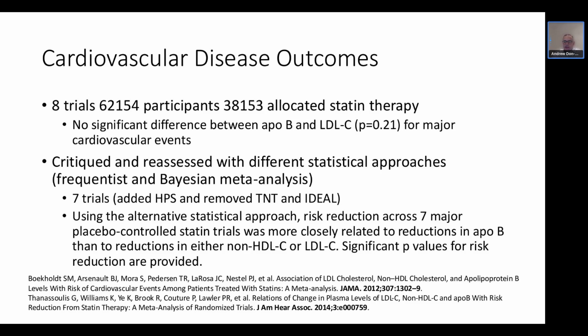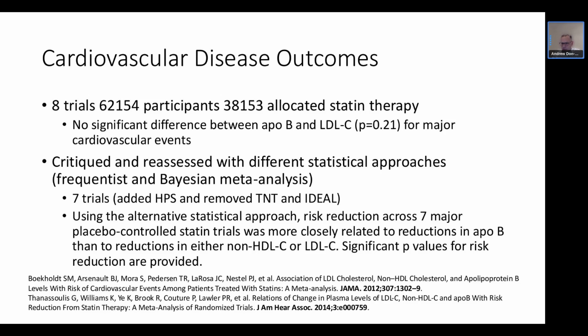That's just summarized in the top line there. There are 8 trials, 62,000 participants, and 38,000 were allocated to statin therapy. If you look at the details, there was no significant difference between apolipoprotein B and LDL cholesterol for major cardiovascular events.